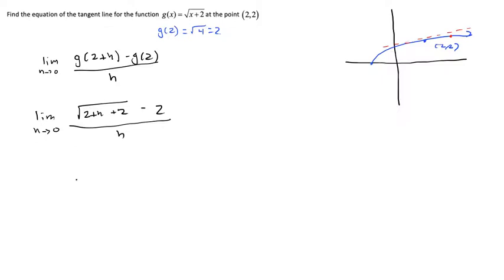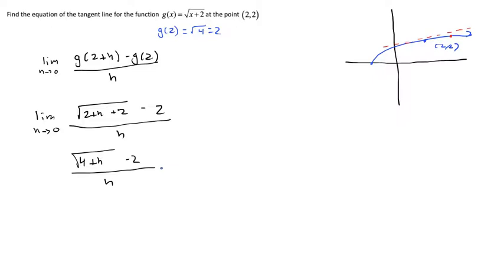And notice what we get. We get a radical: radical 4 plus h minus 2 all over h. And when you plug in 0 here, we get 0 over 0. So that doesn't mean that the limit doesn't exist. We're going to do a little bit of algebra here.